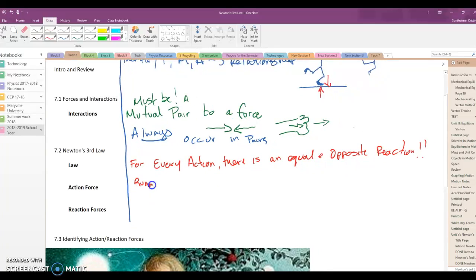I'm going to give here the action force is pushing on ground. Reaction would be ground pushing on foot. Okay, that's our running force. What about another one? There's a couple more examples in the book.